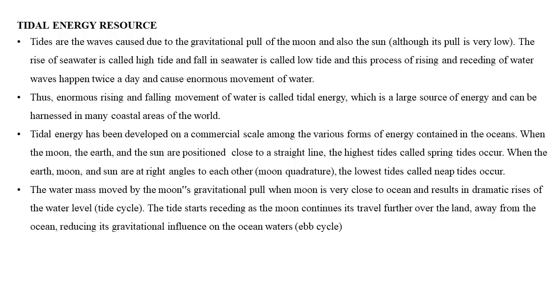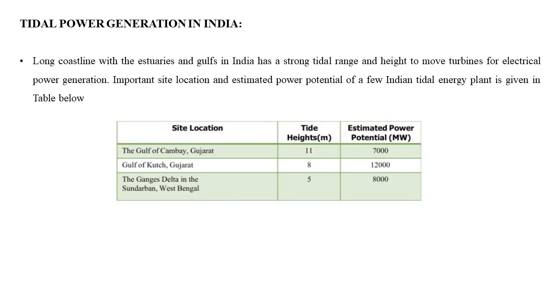When the moon, the earth and the sun are positioned close to a straight line, the highest tides, called spring tides, occur. When the earth, moon and sun are at right angles to each other, the lowest tides, called neap tides, occur. The water mass is moved by the moon's gravitational pull when the moon is very close to the ocean, resulting in dramatic rises of the water level. The tide starts receding as the moon continues its travel further over the land away from the ocean, reducing its gravitational influence on the ocean waters.